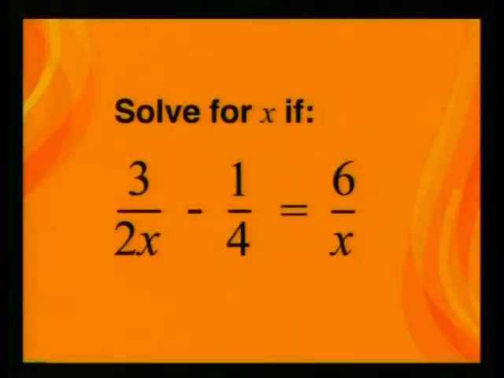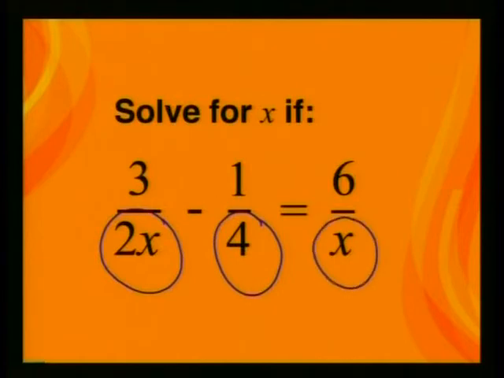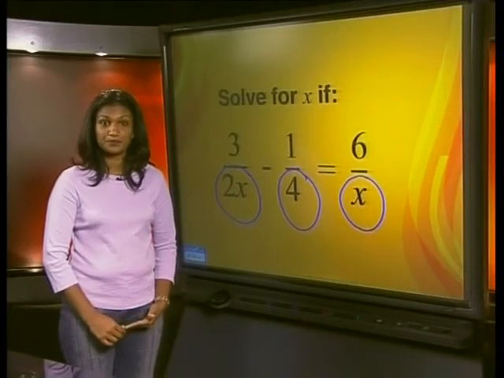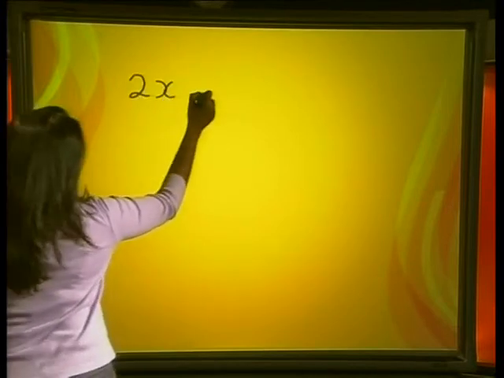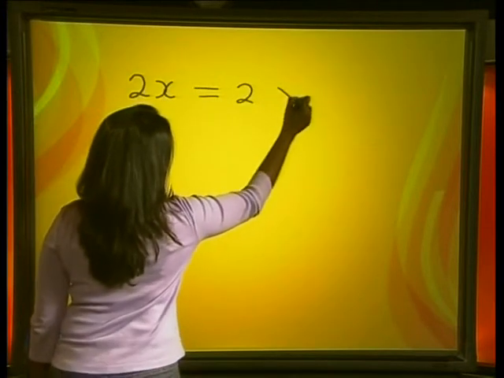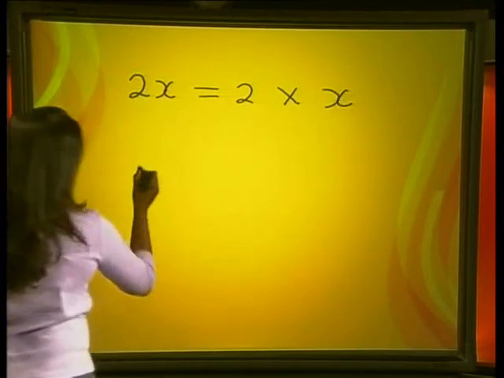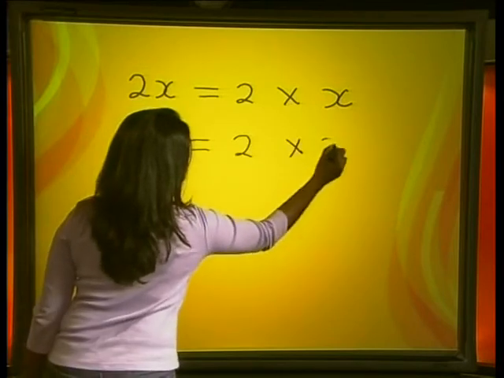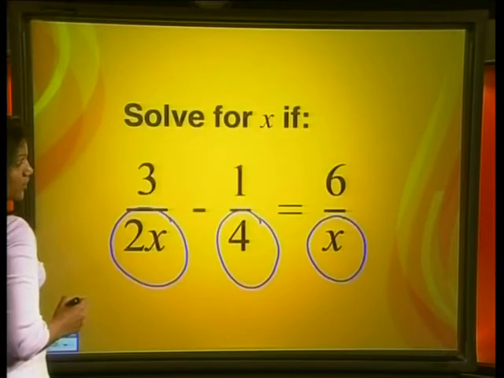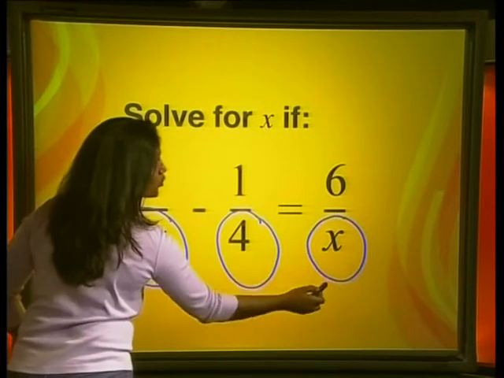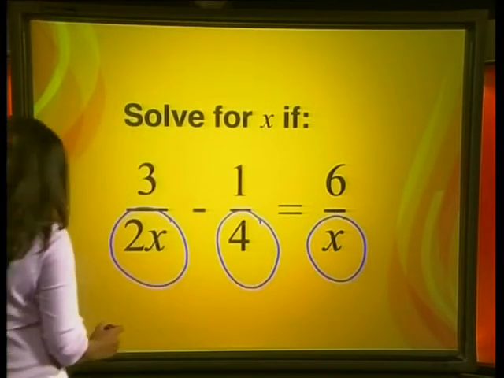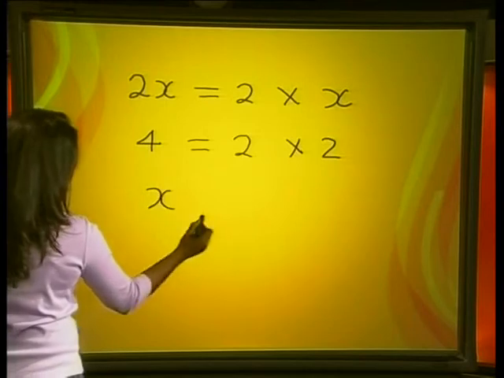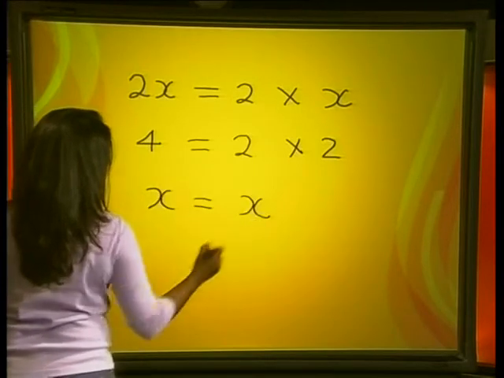To find the lowest common multiple of these numbers, we must factorize them. So, 2x is equal to 2 times x. 4 is equal to 2 times 2. And if we go back to our question, we see that x is already in its simplest form. So we can write x is equal to x.